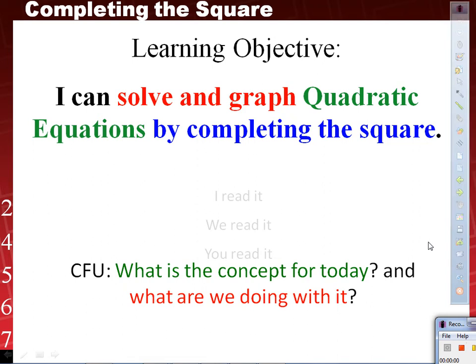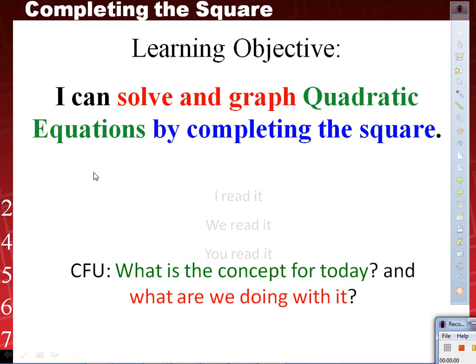Our objective for today: I can solve and graph quadratic equations by completing the square. Let's read together. 1, 2, 3. Can you read that, please, Nate? I can solve and graph quadratic equations by completing the square. That is correct.